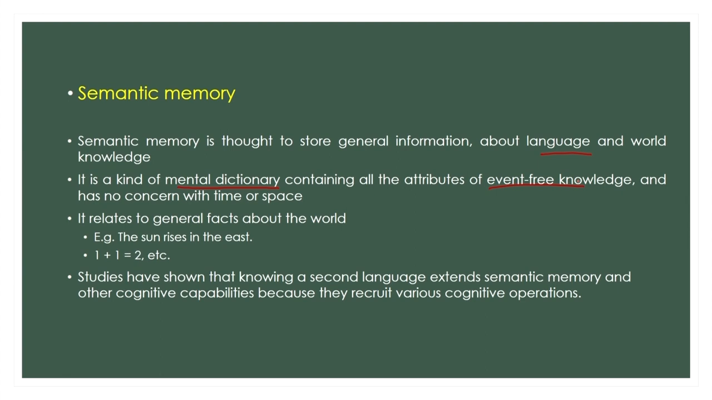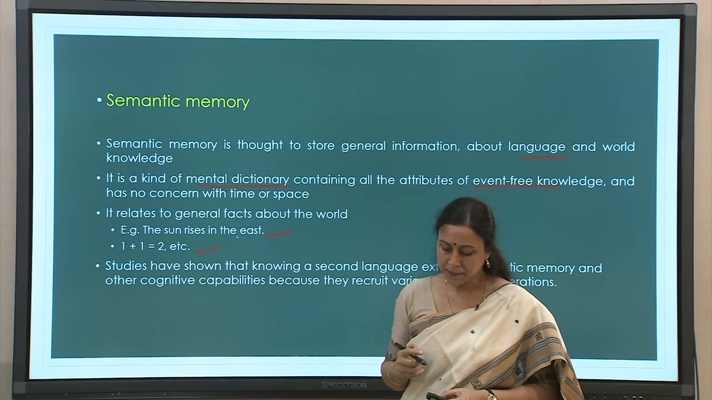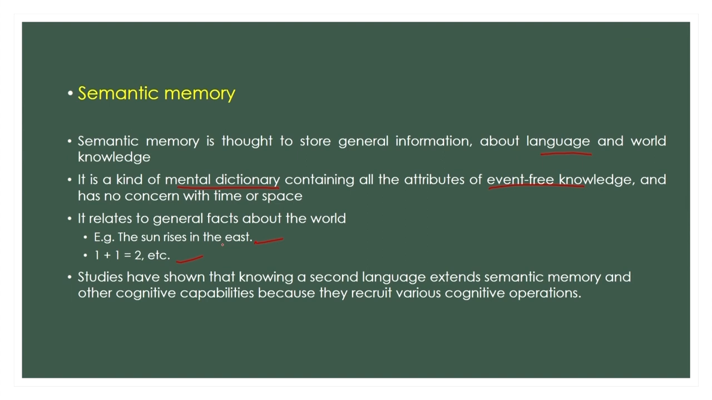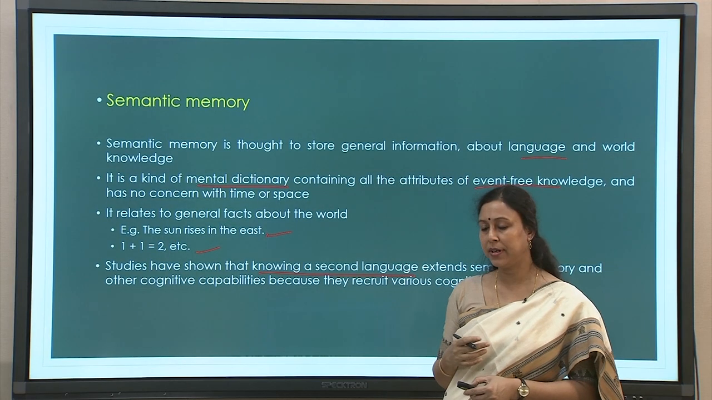So, some of these are context free information; they remain true wherever they are. Now, the relationship between semantic memory and second language acquisition has been studied given various kinds of parameters. One of them is that they have shown that learning or knowing a second language extends semantic memory and other cognitive capabilities, primarily because they recruit various kinds of cognitive operations.